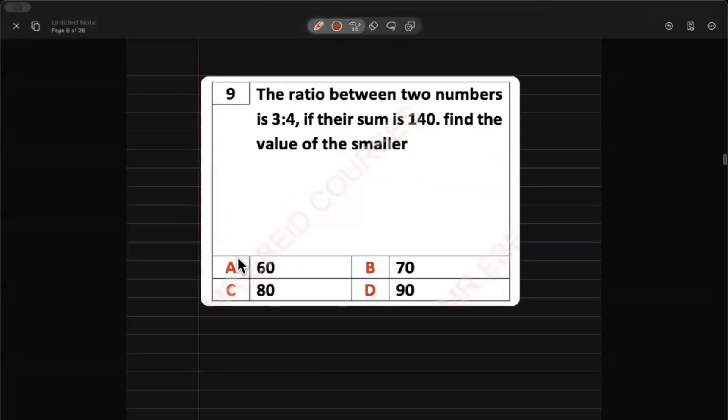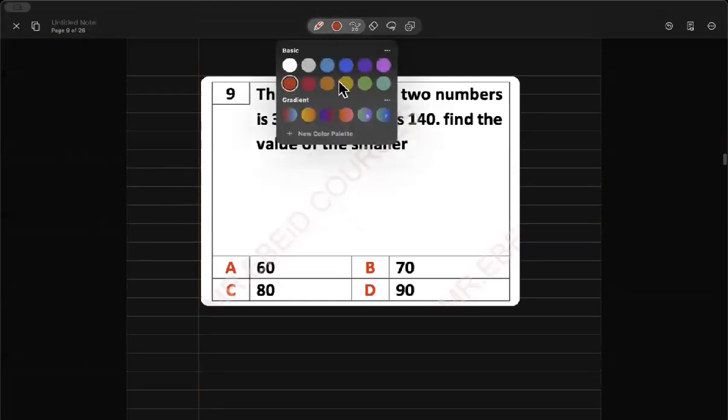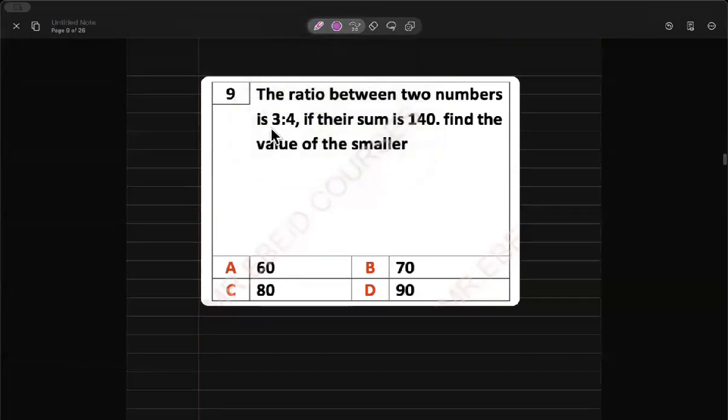Let's move to question 9. The ratio between two numbers is 3 to 4. If their sum is 140, find the value of the smaller one. In this question, we have the ratio between the first number and the second number. Let the first number be 3x, and the second one will be 4x. So their sum equals 140. So 3x plus 4x equals 140. It means that 3 plus 4 equals 7x. This equals 140.